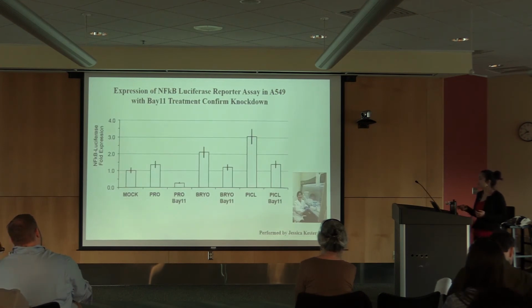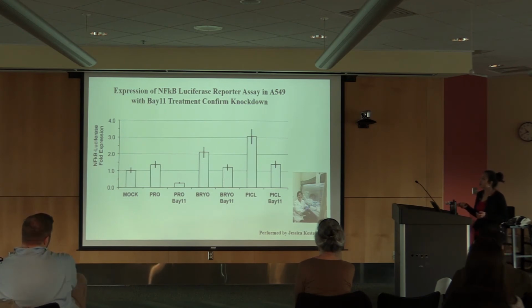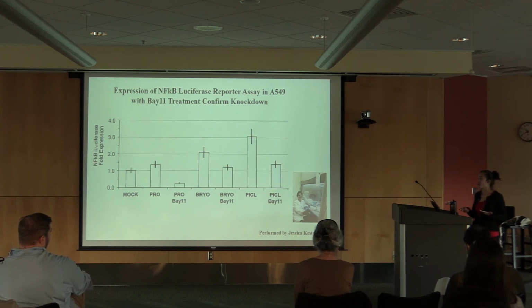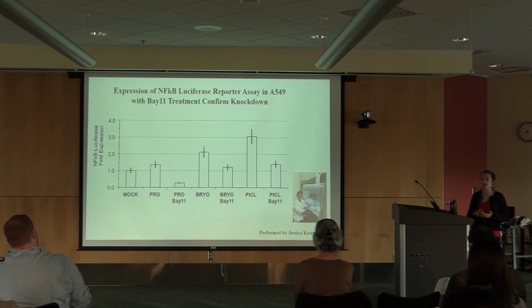All right, so this experiment was performed by an undergraduate, Jessica Kester, and she used an epithelial origin A549 cell line that had an NF-kappa B luciferase reporter. She has her treatments on the x-axis. The y-axis is looking at the amount of NF-kappa B being produced after the treatment.